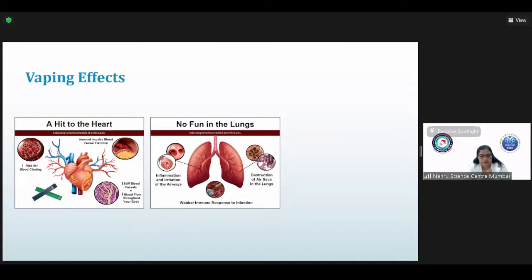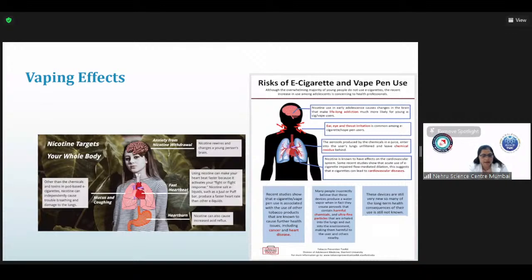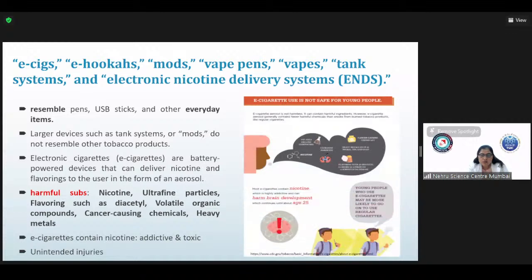E-cigarettes or vaping impairs the normal functioning of the blood vessels, and it disrupts the air sacs, and weakens immune responses to infection. Nicotine targets the whole body: brain, lungs, heart, and stomach. E-cigarette users breathe from the device and exhale potentially harmful substances, and the chemicals go deep into their lungs and are linked to serious lung diseases. It includes cancer-causing chemicals as well as heavy metals.